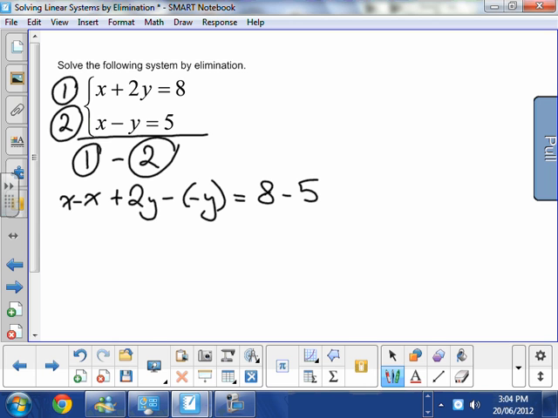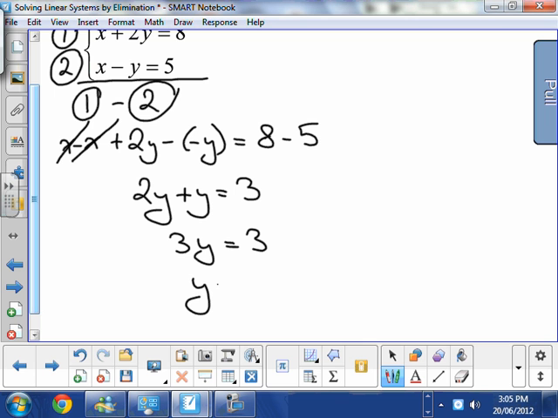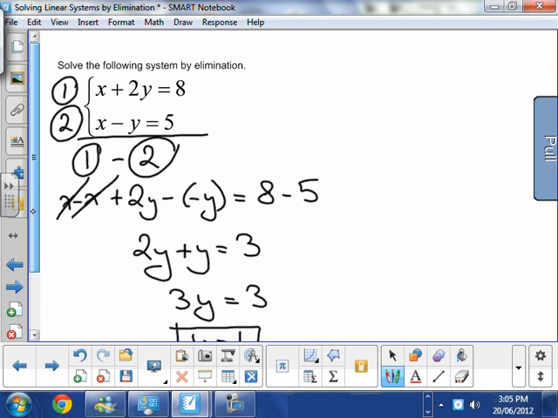Okay. So look what happens here. x minus x is gone, so it is eliminated. Correct? That's correct. So now we have 2y plus y equals 3. So 3y equals 3. And therefore, the y coordinate of the point of intersection is 1. Good. Okay, but I need the second one, which is x. So what do I do to find my x?